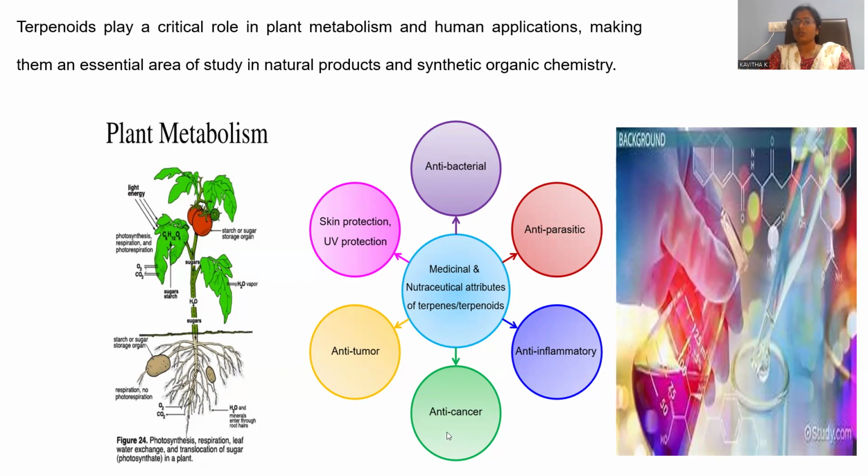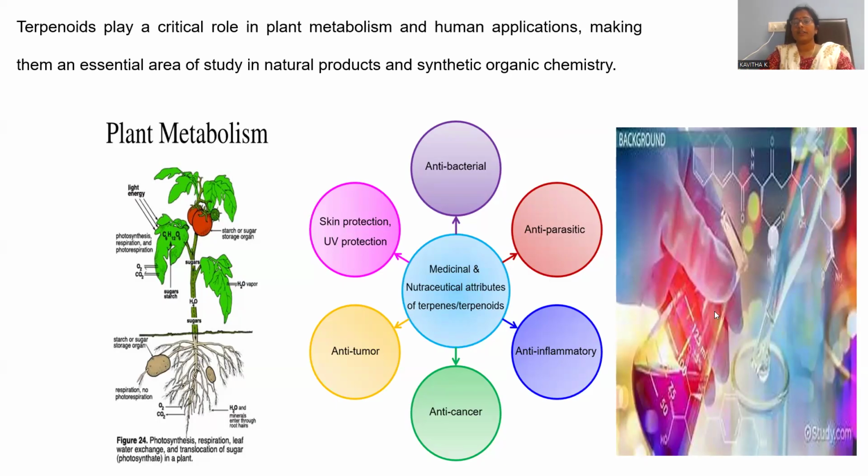Anti-cancer: they are used to cure cancer, because Taxol is the best example where cancer curation is available by means of chemotherapy. Anti-tumor: any tumors, malignant or benign, if present, also get cured by means of these terpenes. Skin protection: they also provide skin protection with respect to sunlight and the harmful environments. So UV protection is also valuable by means of these terpenes and terpenoids.